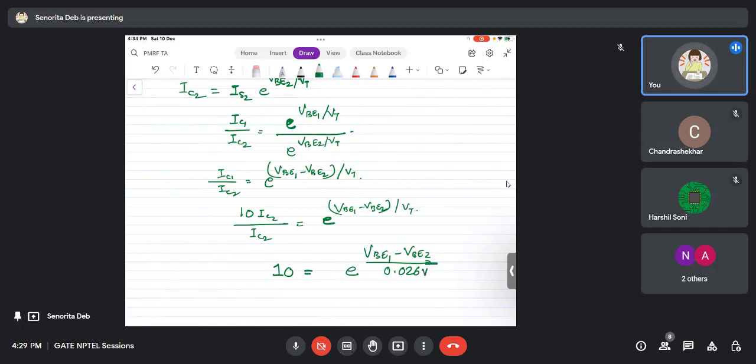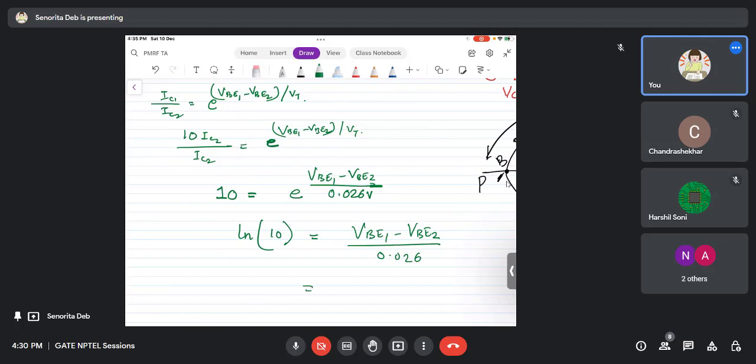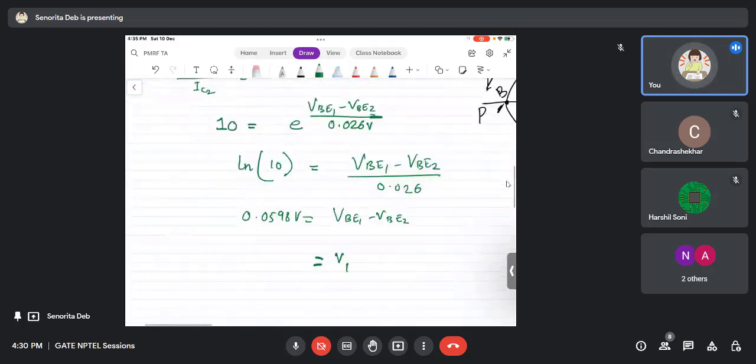Or 26 millivolts. So this is nothing but the natural log of 10. Please remember, this is not log base 10. The natural log of 10 equals (VBE1 minus VBE2) upon 0.026. So when you solve this, what will you get? The natural log of 10 times 0.026 is nothing but 0.0598 volts. And you had to find this only. They had asked V1 minus V2, so this is nothing but equal to V1 minus V2.